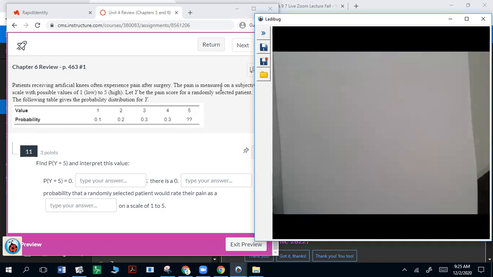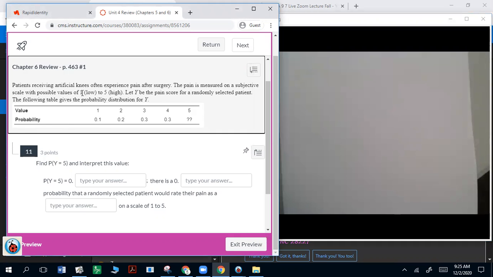The pain is measured on a subjective scale with possible values of 1, low, to 5, high. Let Y be the pain score for a randomly selected patient. The following table gives the probability distribution for Y. So Y is your random variable. And the probability distribution is missing 5, and you know they add to 1. So that's a fairly easy thing to do.